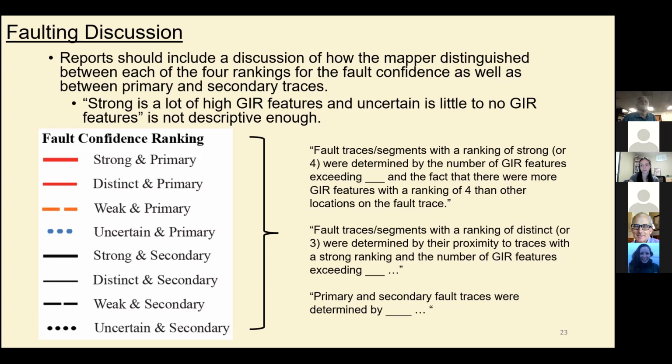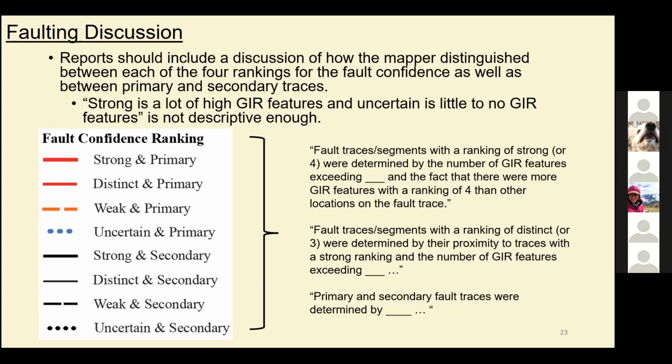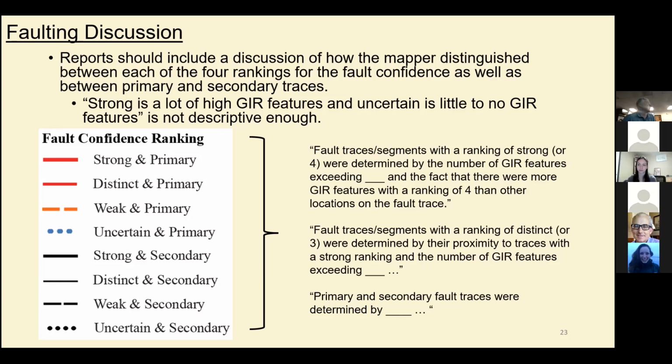Yeah, so that brings up the comment that I had: it's good to have a general discussion of how you determine primary versus secondary, and strong versus distinct versus weak, for your whole project. Then provide details in the detailed discussion areas about those same items: confidence, primary and secondary. You can pick a few examples from that detailed area, so we can see the connection between the general reasoning and how it was applied to the detailed area.